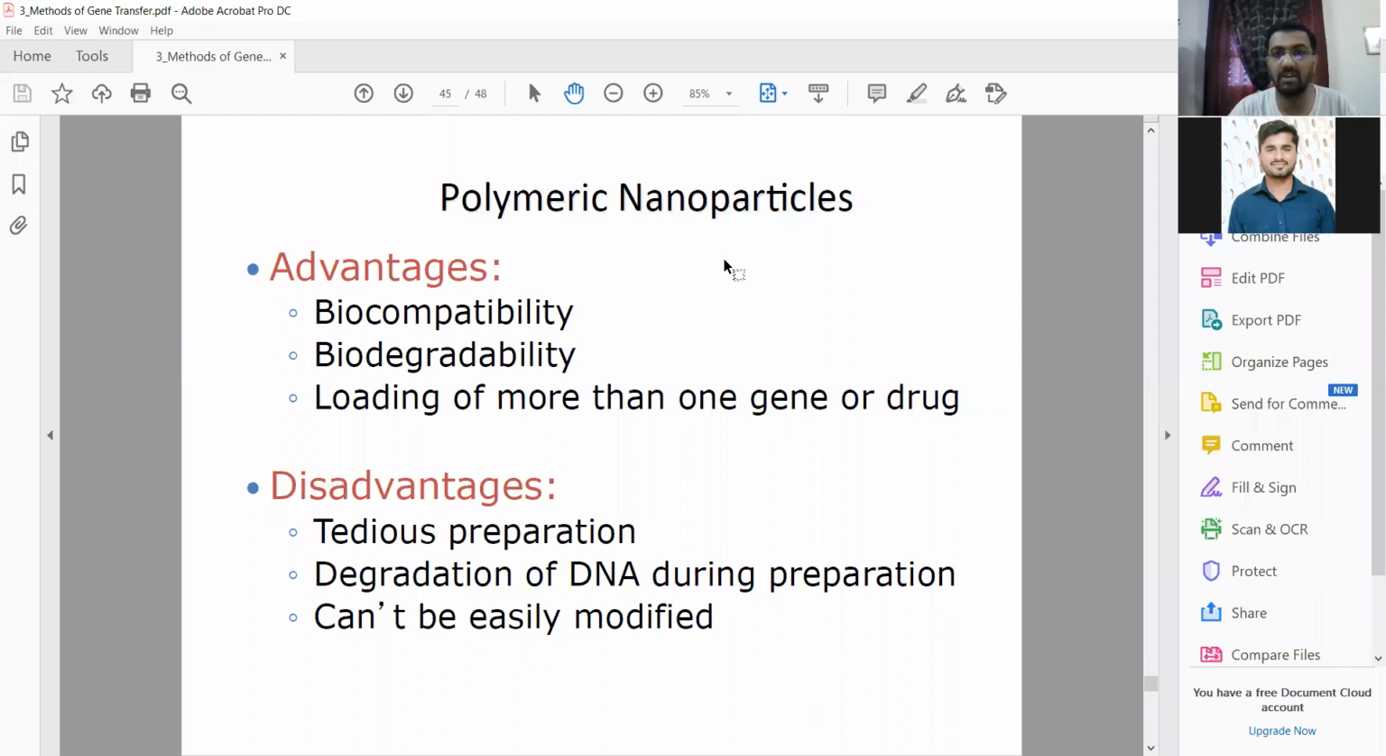So polymeric nanoparticles have a few advantages: biocompatibility, biodegradability, and loading of more than one gene or drug. In terms of disadvantages, there is the tedious preparation, degradation of DNA during preparation, and they can't be easily modified. So these are the few advantages and disadvantages of polymeric nanoparticles.